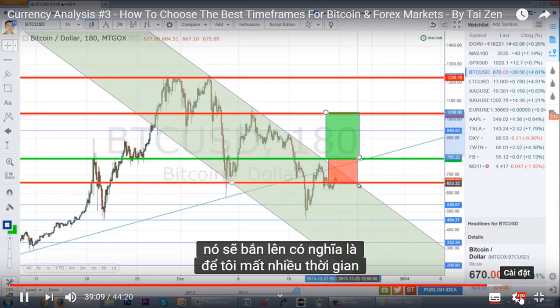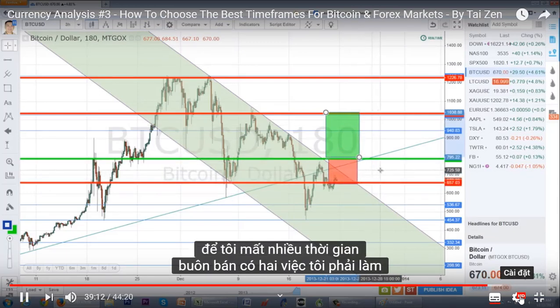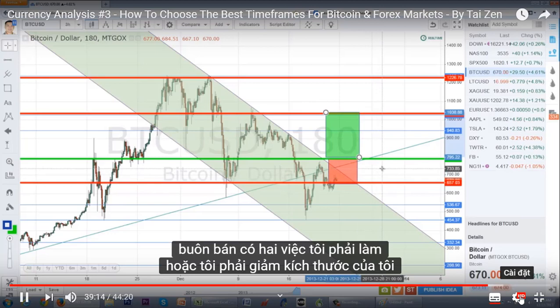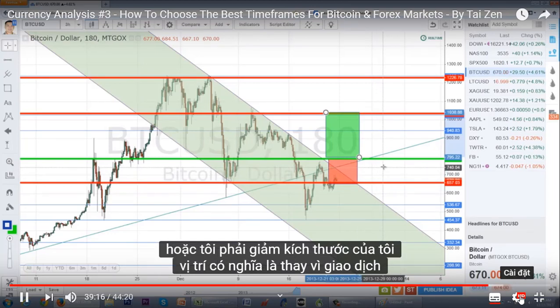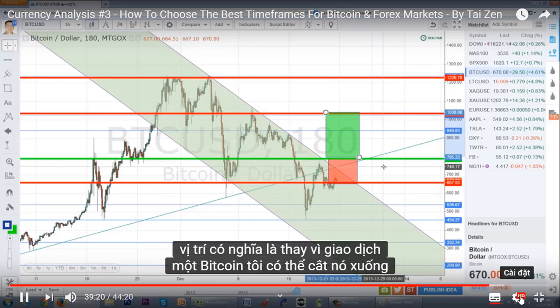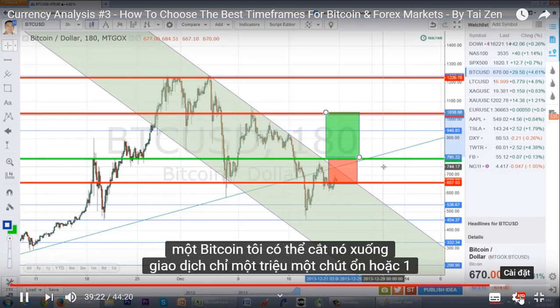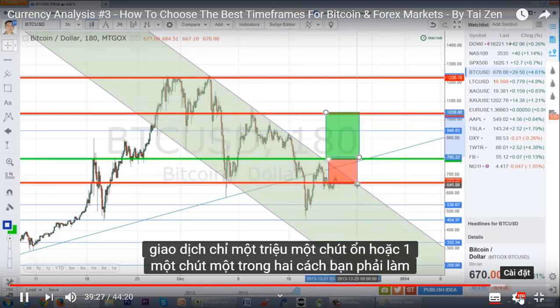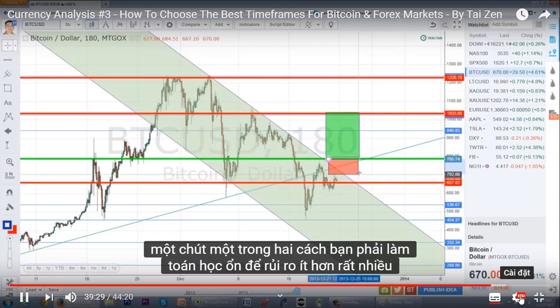That means that in order for me to take this long trade, there's two things I have to do. Either I have to reduce the size of my position, meaning that instead of trading one Bitcoin, I might cut it down to trading just 1 millibit, or 1 centibit. Either way, you have to do the math, okay, so that the risk is a lot less.